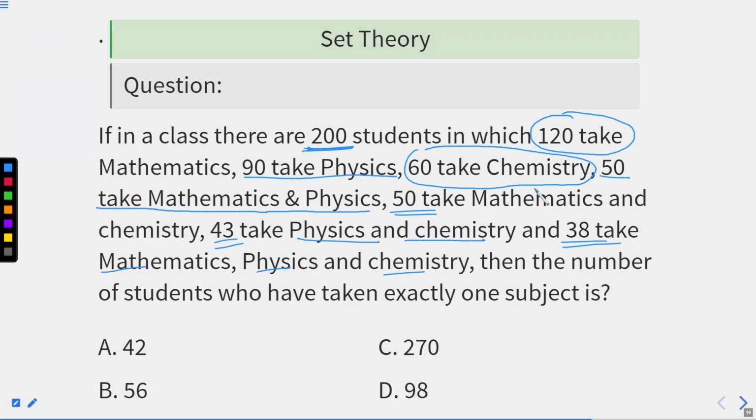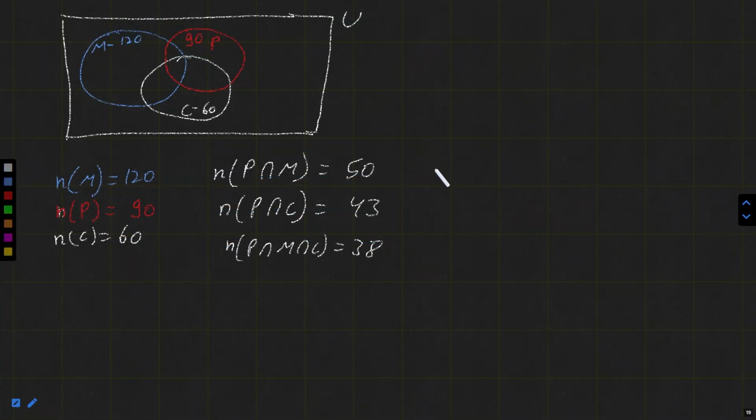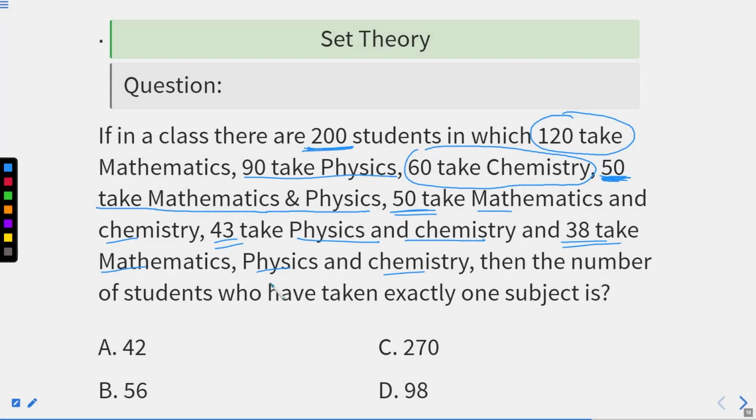And also I think I have left behind some information, which is this: the 50 take math and chemistry also. Math and chemistry. Okay, so math and chemistry is 50. Okay, so this is all the information given. So now we have to find out the number of students who have taken exactly one subject.